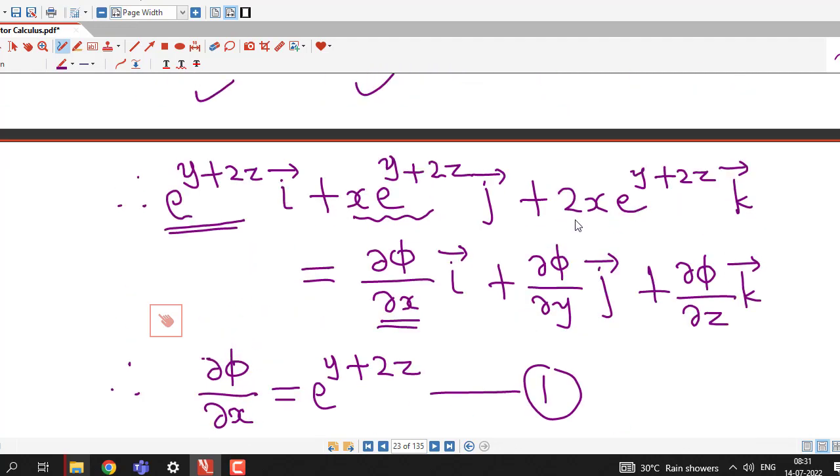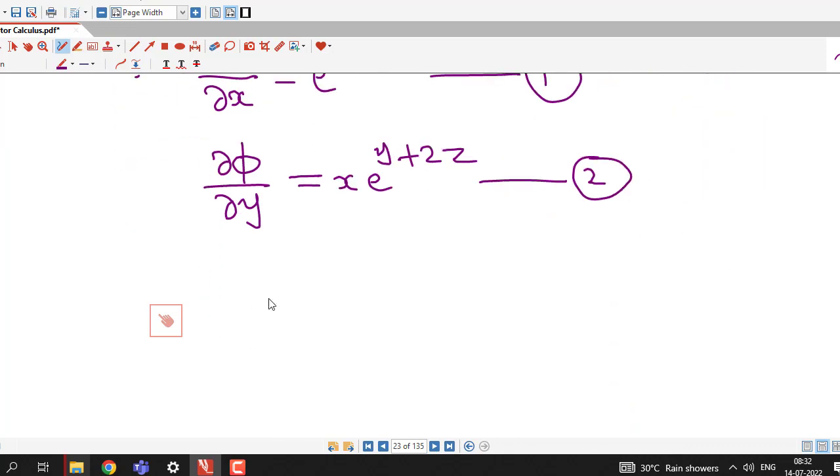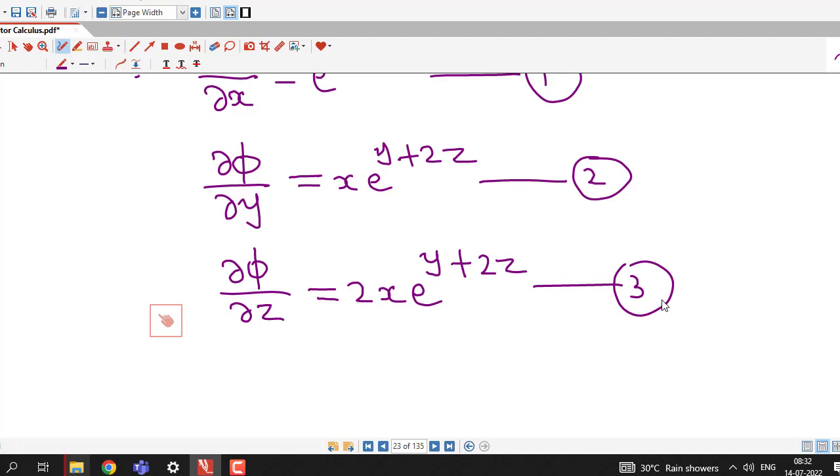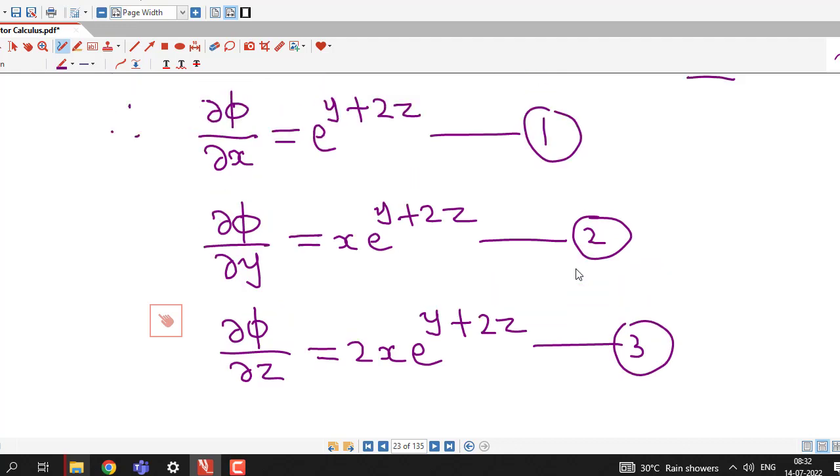So x times e raised to y plus 2z equals del phi by del y. And if we compare k components, here we have del phi by del z equal to 2x times e raised to y plus 2z. So we have obtained first order partial derivatives of scalar function phi. Now using these three equations, we will decide what is scalar function phi, which is a function of three variables.